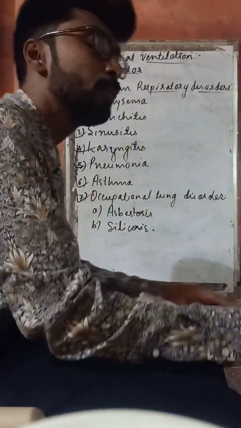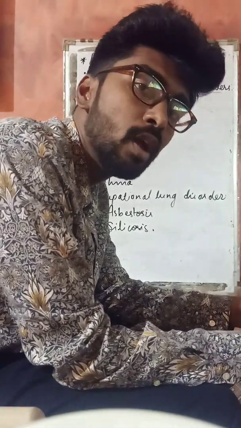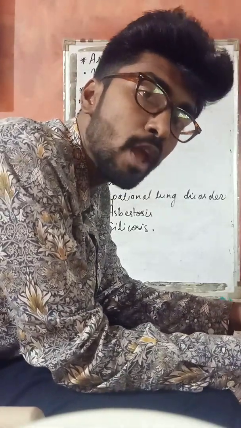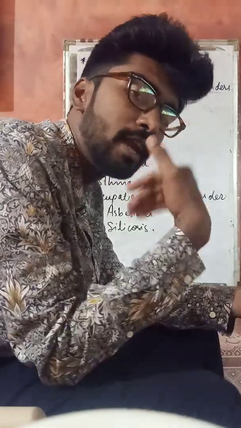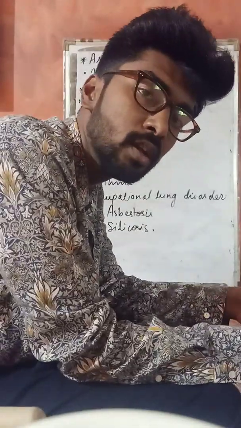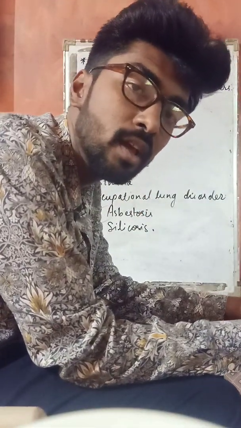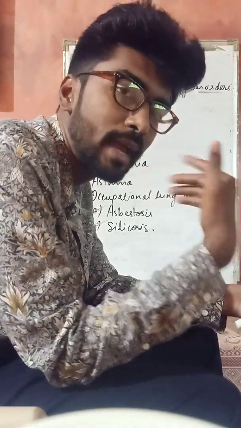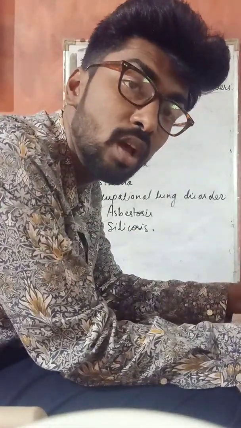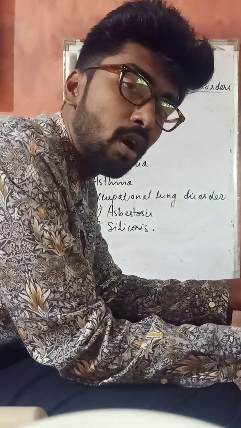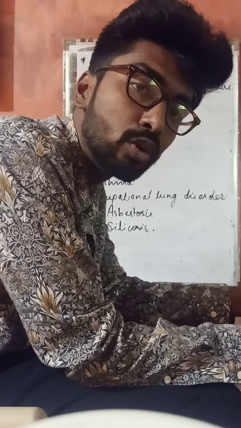And the last one is called occupational lung disorder. Occupational lung disorders are disorders which are caused to workers who work in industries where dust particles containing asbestos or silica are mixed in the air, and when they are inhaled, the person gets an occupational lung disorder. The first one is asbestosis and the second is silicosis. Asbestosis is caused when asbestos particles inhaled through the air enter the lungs. And silicosis is caused due to silica particles: whenever they are inhaled, a person suffers from silicosis. So these are occupational lung disorders.